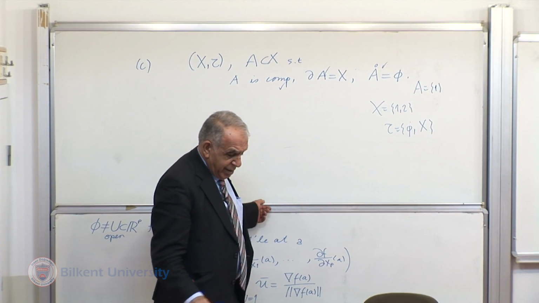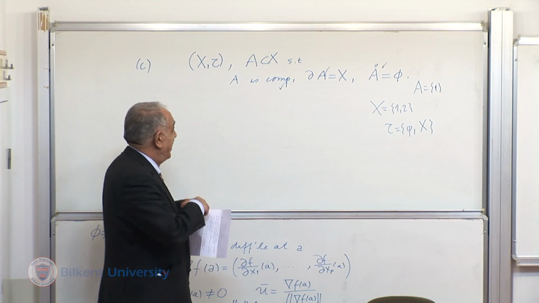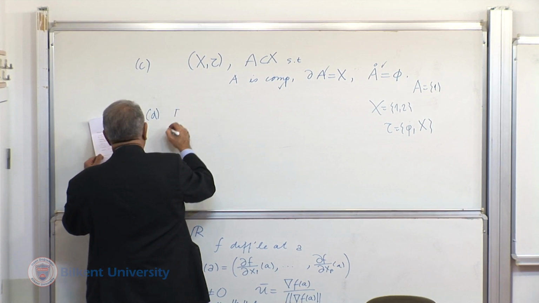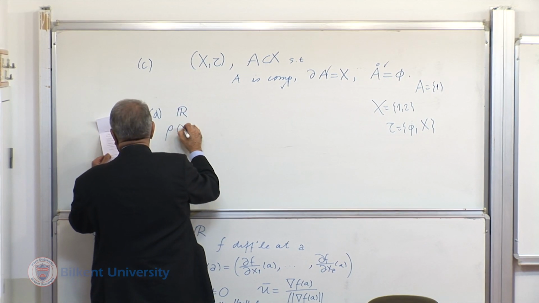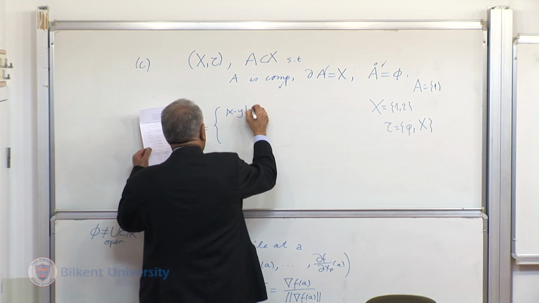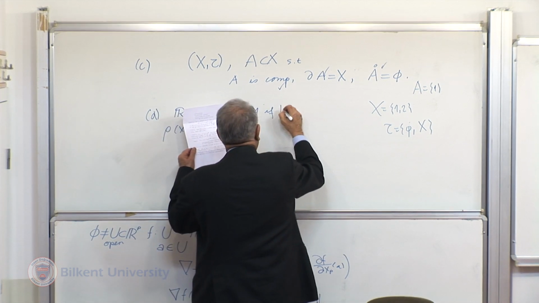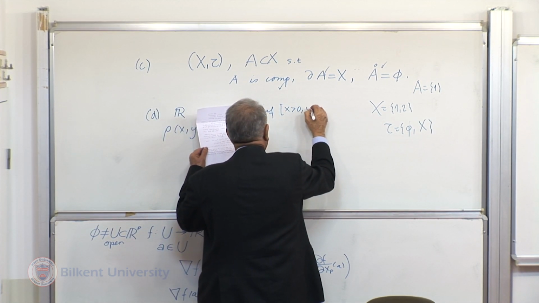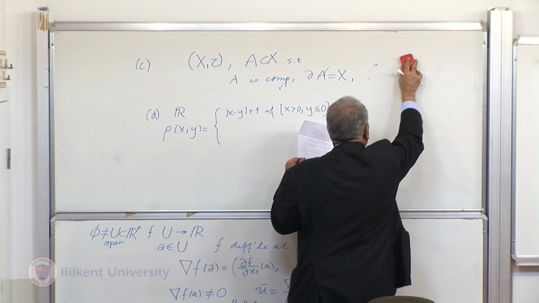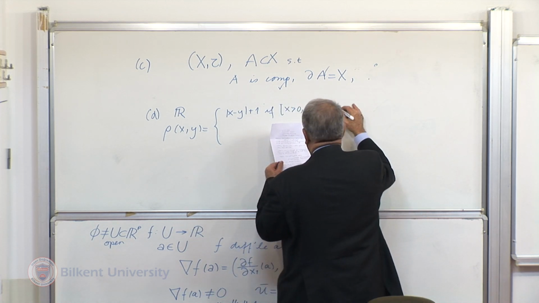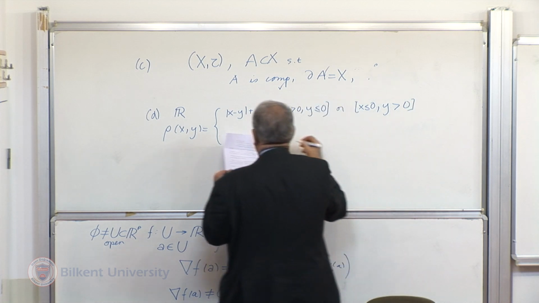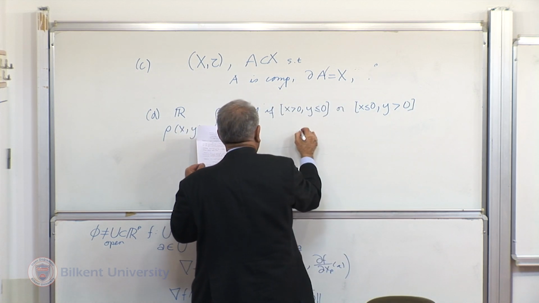D is interesting. For what? Rho, this is on R. Rho xy is equal to x minus y plus 1 if either x is positive, y is less than or equal to 0, or x less than or equal to 0, y positive, and x minus y otherwise.